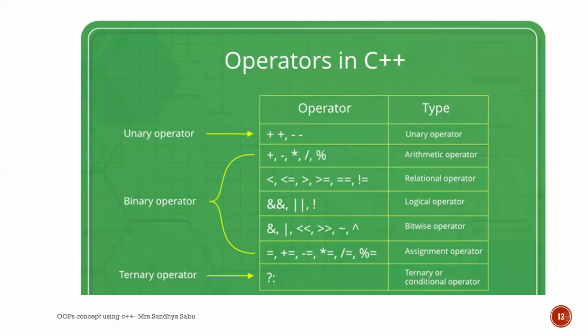Next is operators. Here is the list of operators we have in C++: unary, arithmetic, relational, logical, bitwise, assignment, and ternary. The unary operator comes under the category of unary. Arithmetic, relational, logical, bitwise, and assignment all come under binary operators because they use two operands. What are operands? Operands are nothing but the variables that we use in an expression. When an operator uses two operands, that is, two variables, it comes under the category of binary operator. Last comes the question mark followed by the colon symbol. This is called the conditional operator, or ternary operator, because it takes three values. That's why it is called the ternary operator.